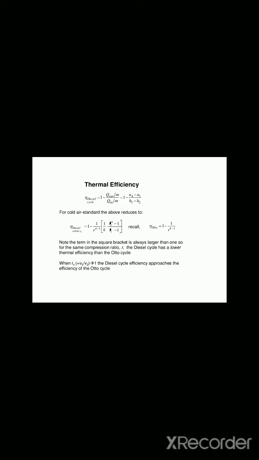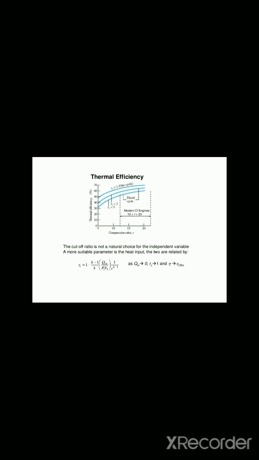When rc, equal to V3 divided by V2, approaches 1, the diesel cycle efficiency approaches the efficiency of the Otto cycle. Next is the graphical presentation of thermal efficiency. The cutoff ratio is not a natural choice for the independent variable. A more suitable parameter is the heat input. The two are related by the following equations, that is for our calculation purpose. According to the above graph, the following calculation is going to be done.